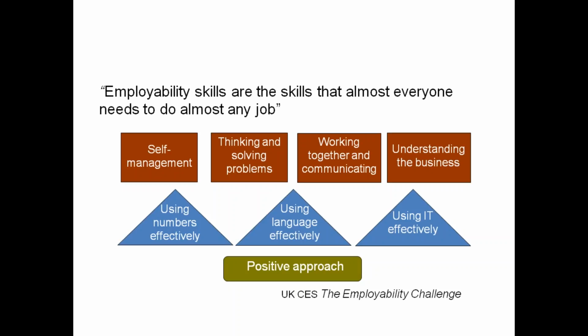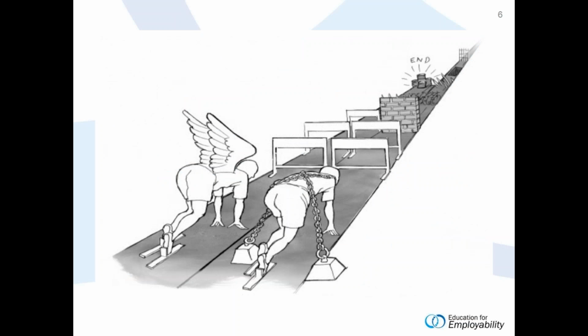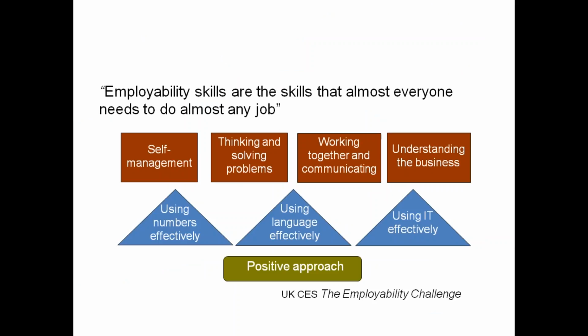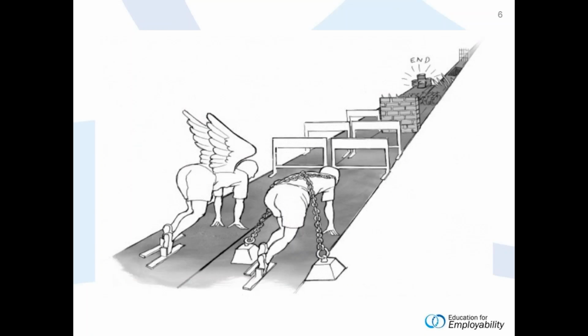Now, any doubt anyone in this slide? Now this is E equals Q plus WE plus S into F. This is one of the aims, or one of the pictures, that shows what the various employability skills are.